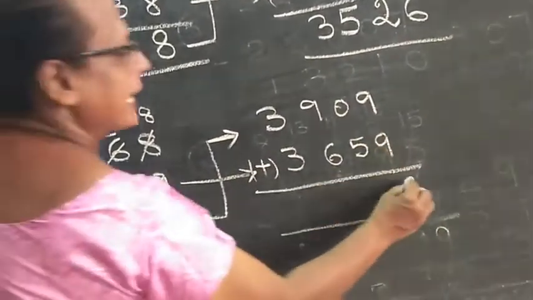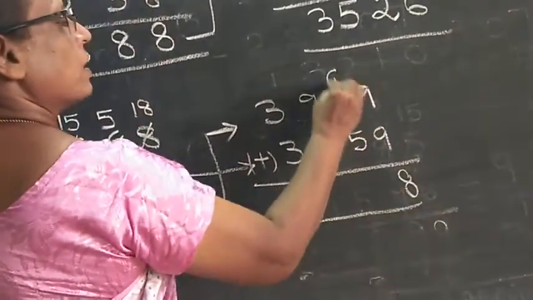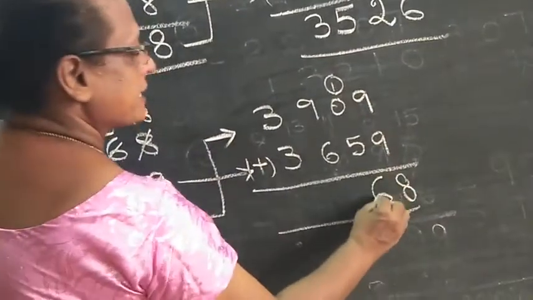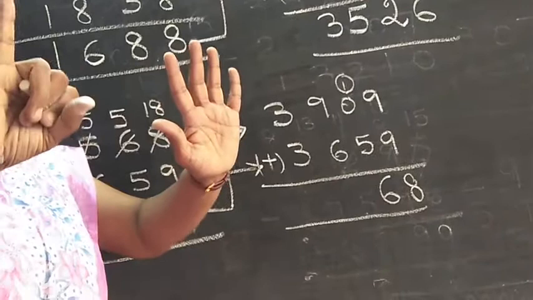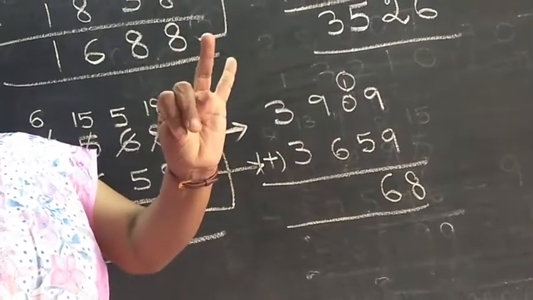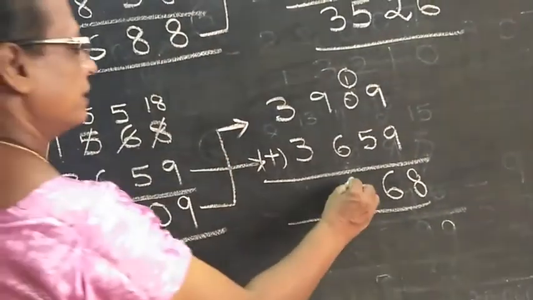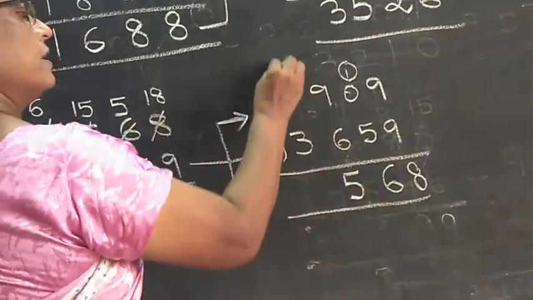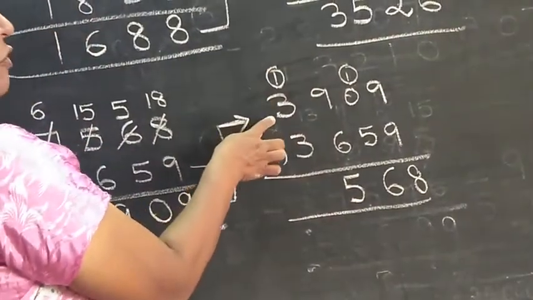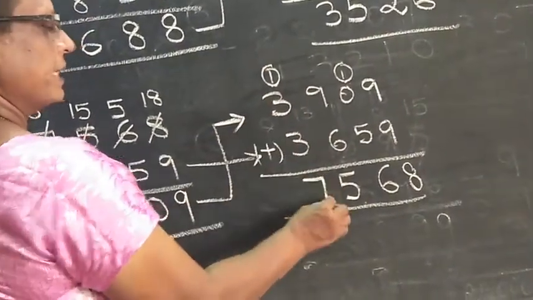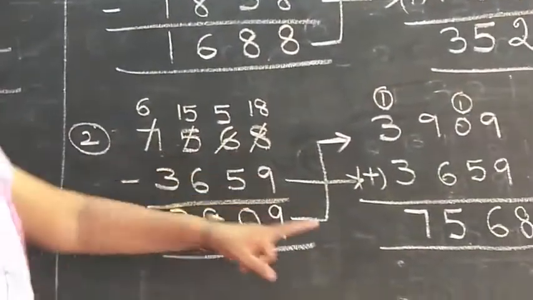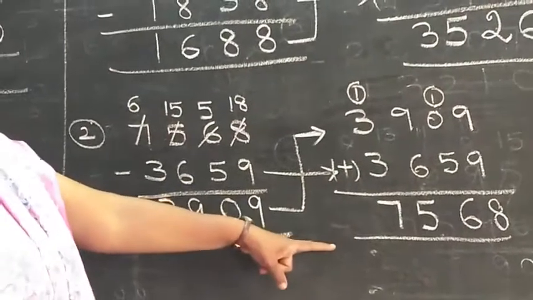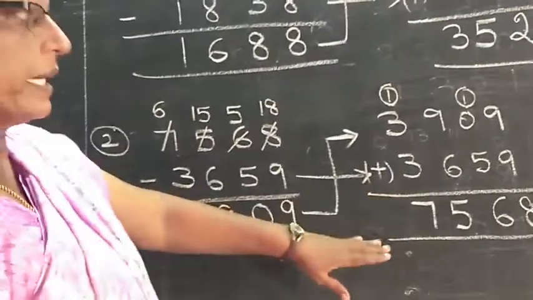9 plus 9, 18. 1 plus 5, 6. 9 plus 6, 9 in the mind, 6 on the fingers. After 9: 10, 11, 12, 13, 14, 15. So 1 plus 3, 4. 4 plus 3, 7. See, have you got this answer? Yes. Now the answer is correct. Understood children?